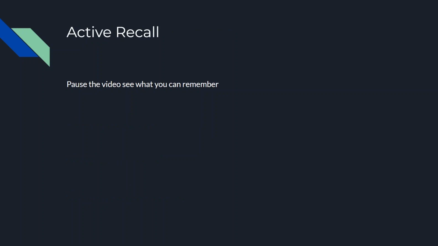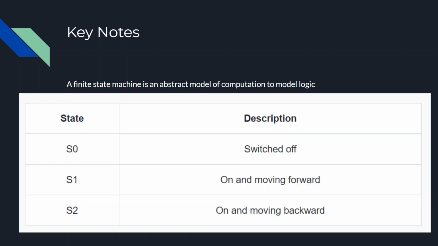So, active recall. Pause this video, see what you can remember, and write down as much as you can about finite state machines. See what core things you have in your head. And if you don't have anything, don't worry, we'll go on to the next bit now. So pause the video, and now I'm going to go to the next bit.